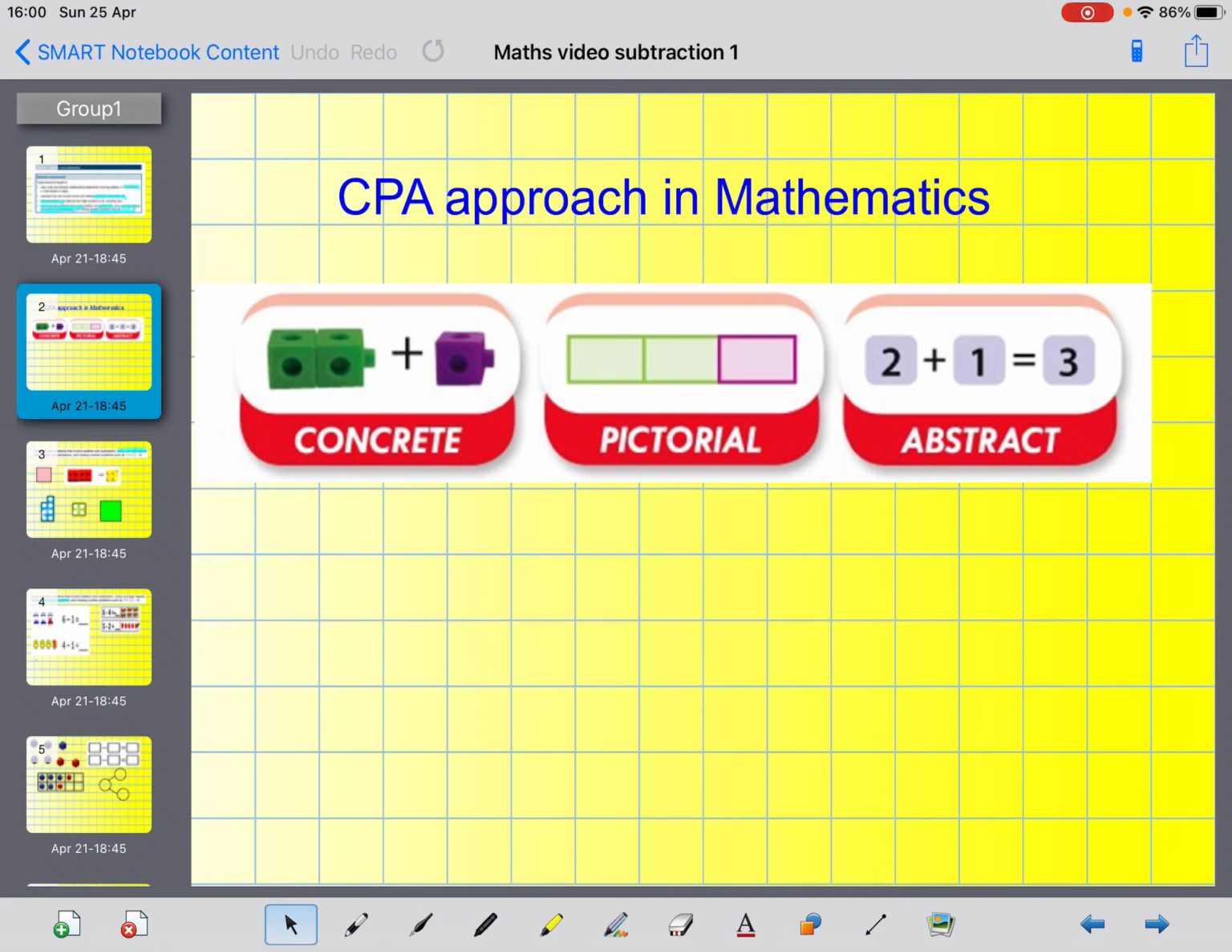So again, we will be using the CPA approach, which we use with addition too. We start with concrete, using the physical objects to solve problems. We then look at pictorial, using drawings and pictures to help us solve problems. And then we look at the abstract, so we use number sentences, more mental strategies, numbers, and also some key signs to help us solve the problem. Now let's have a look.